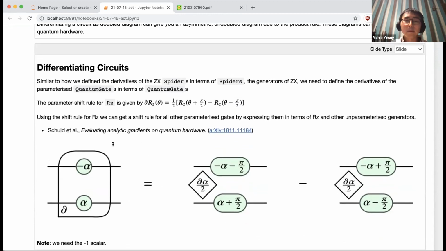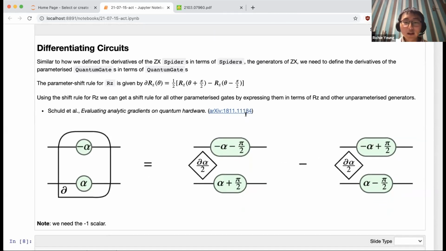To do this, we can use the parameter shift rule. It turns out when you differentiate the Z rotation, you're able to express it in terms of a linear combination of Z rotations, which means you don't even need to change the topology of your overall circuit. You just need to change the evaluation points. And because we can differentiate the RZ gate, similarly to the vanilla ZX version, you can use this to derive all the other rules for the other gates, since it's the only parameterized generator you need.